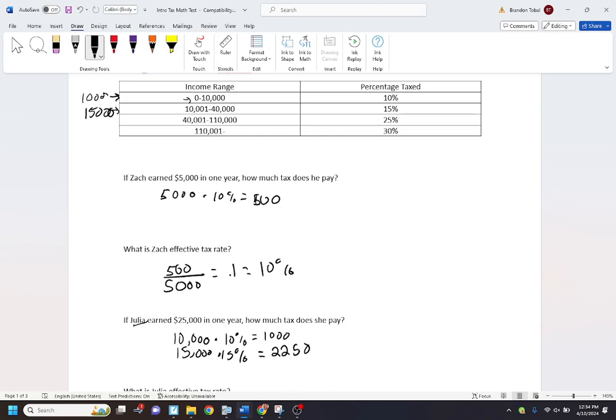So the amount of taxes she paid, you just add up the taxes. So 1,000 plus 2,250 is 3,250. So she paid a total of 3,250 in taxes.